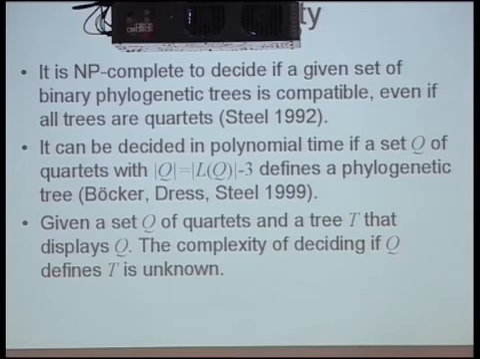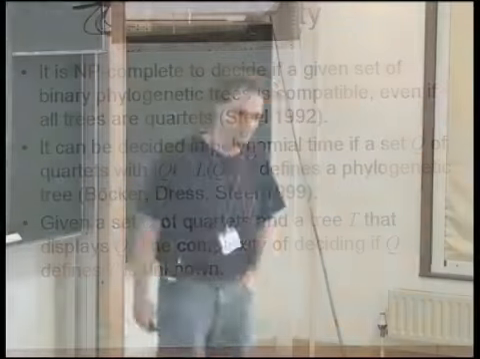So this will usually not work. On the other hand, it can be decided in polynomial time whether a set of quartets with cardinality exactly the number of taxa minus 3 defines a phylogenetic tree or not. And I will say something more about this result later. And finally, given a set of quartets Q and a tree that displays Q, the question is whether it is the only one. The complexity of deciding this question is still unknown, and it is the only open question in the phylogenetics book by Mike Steele and Charles Semple.